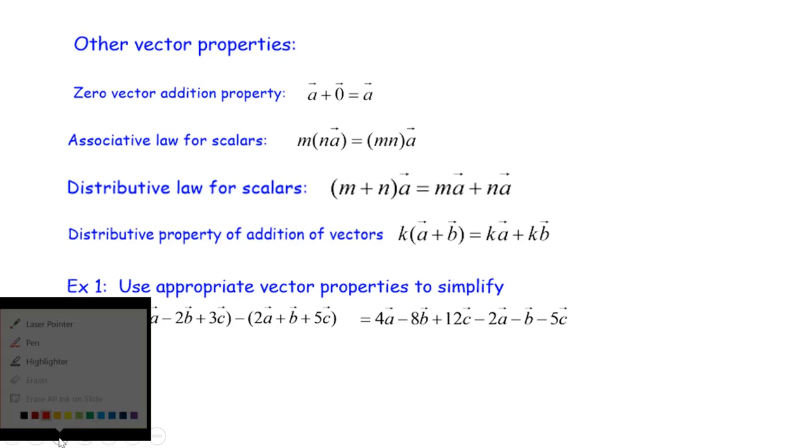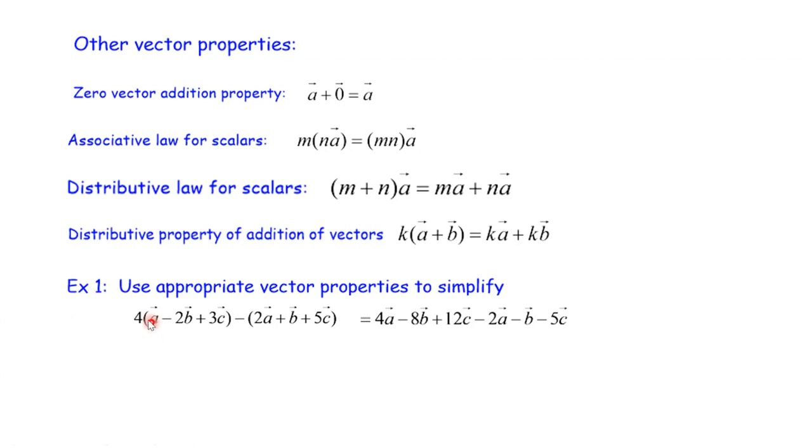Let me get my laser pointer here. So it's 4 times a, so that's 4a. 4 times minus 2b is minus 8b. 4 times 3c is 12c. Then I'm going to minus all of these, so each of these changes sign. This was a positive 2a, it becomes a minus 2a, minus b, minus 5c.